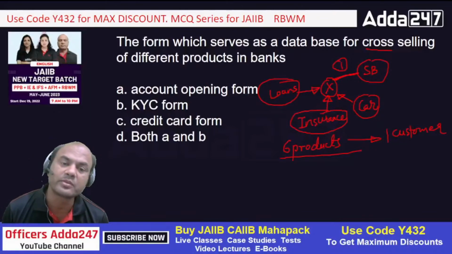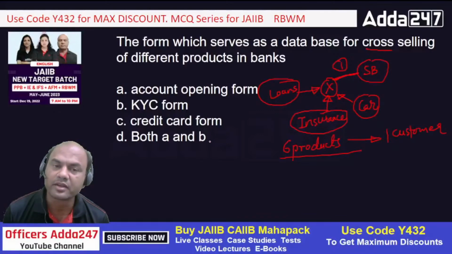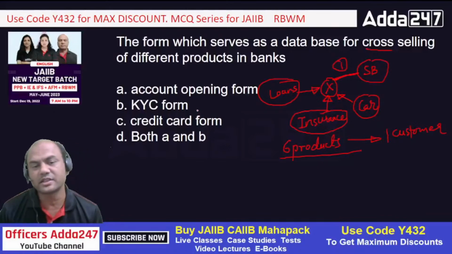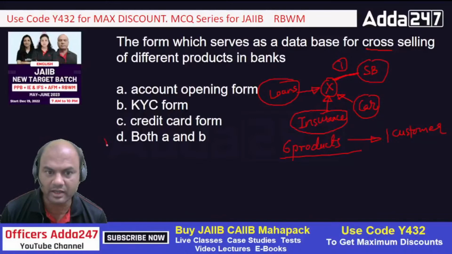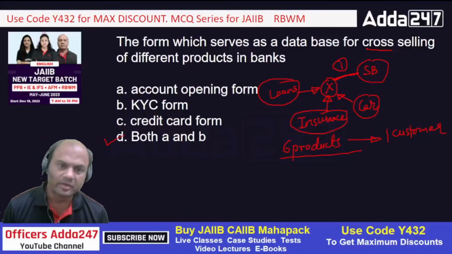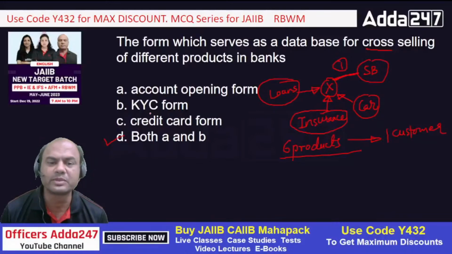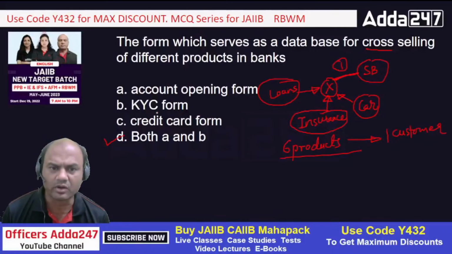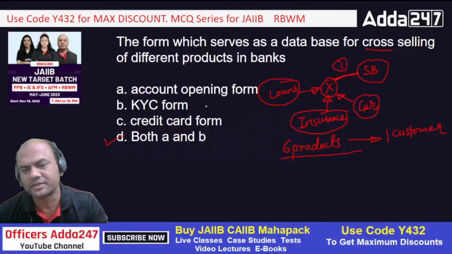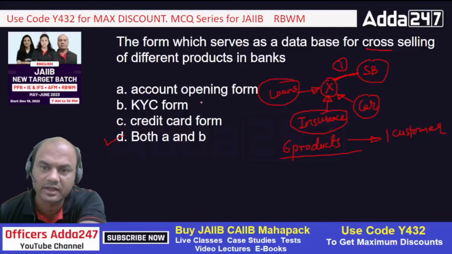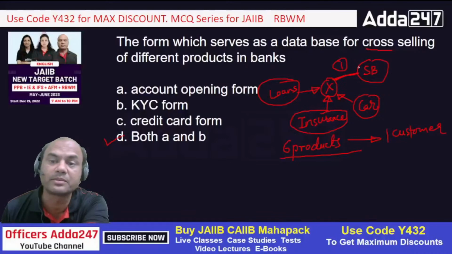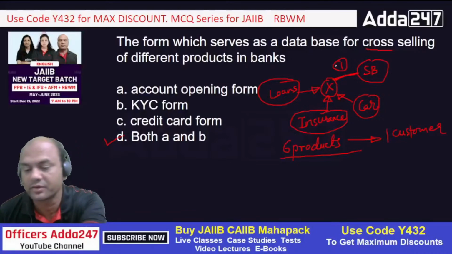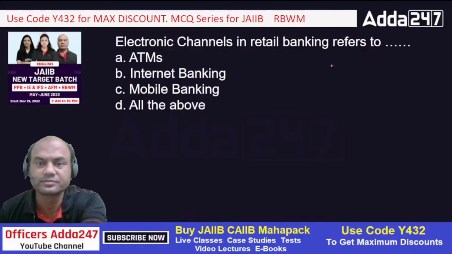So the answer will be what? A, B, C or D? A and B. Correct. Give me the answer, yes, in the comment section. Correct. The answer is D, both A and B, right? Because the credit card form is used by some customers. All the customers don't have credit cards, isn't it? Got it, everyone? Clear? Understood the concept of cross-selling? This is very important. The concept of cross-selling, you must understand it. Okay? Move on.